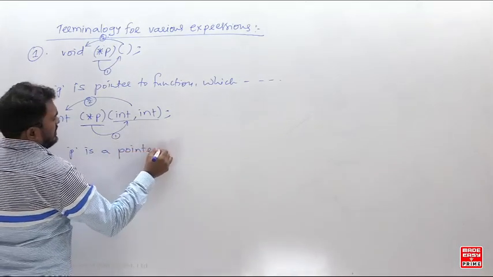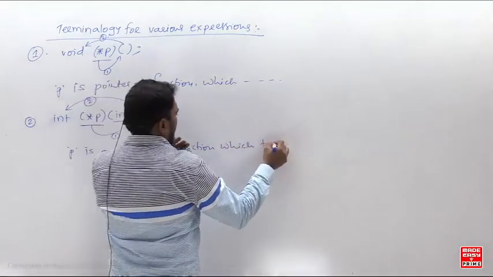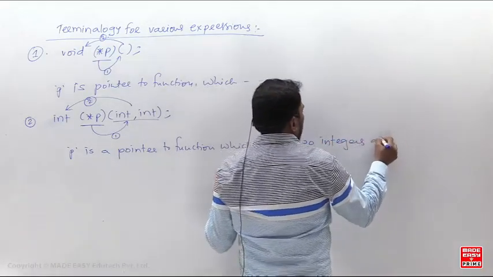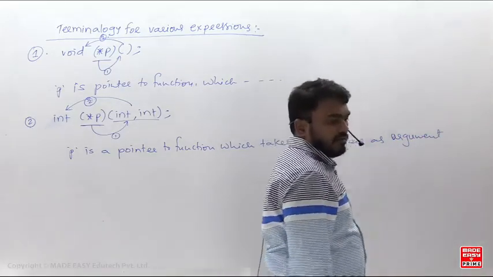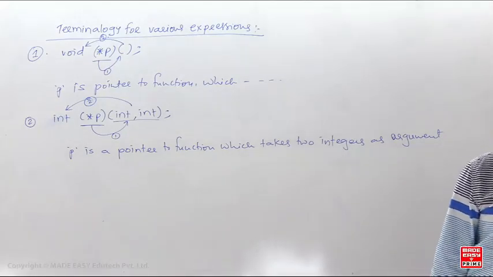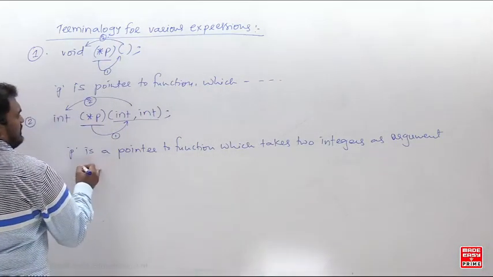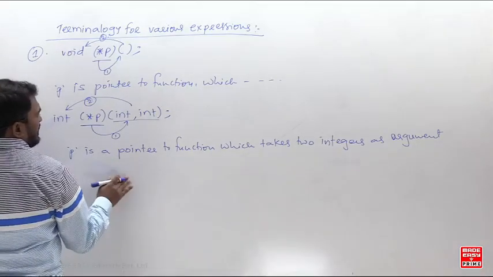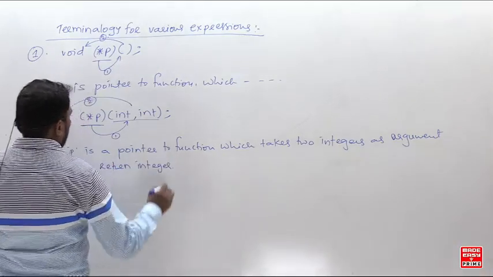P is a pointer to function which takes two integers as argument and returns integer.